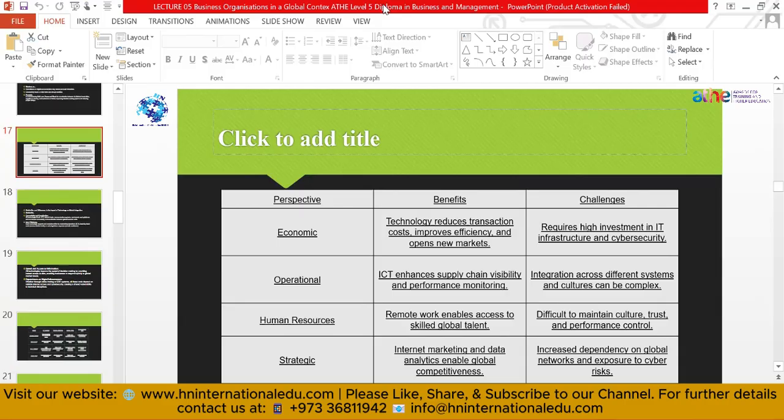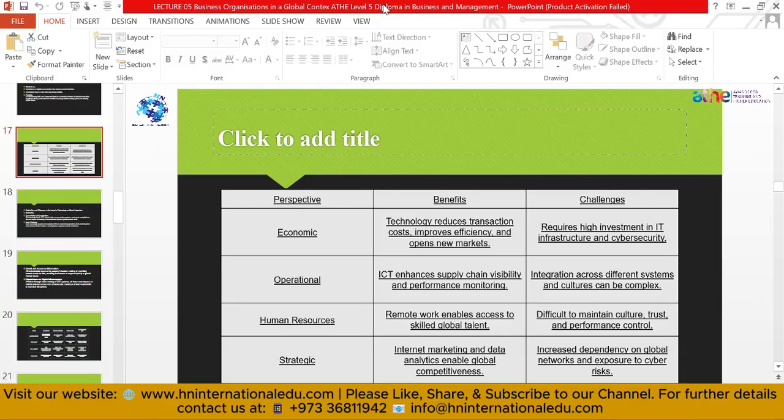Operational, the information and communication technology enhances the supply chain visibility and performance monitoring. Everything is very clear on all the boards and apps. However, integration across different systems and cultures can be complex. Different systems, that is the software systems. In one organization, you can involve only few of the systems and softwares. Not every software is for every organization.